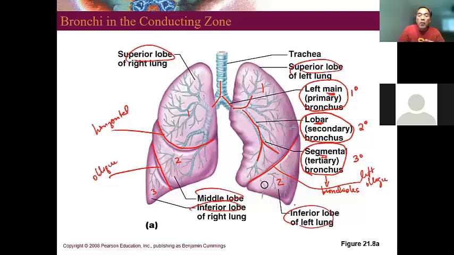Okay. And if you consider anatomy, the reason why the left can only divide into two lobes is because the left side of the heart invades its area. Okay, so it can only divide into two lobes.